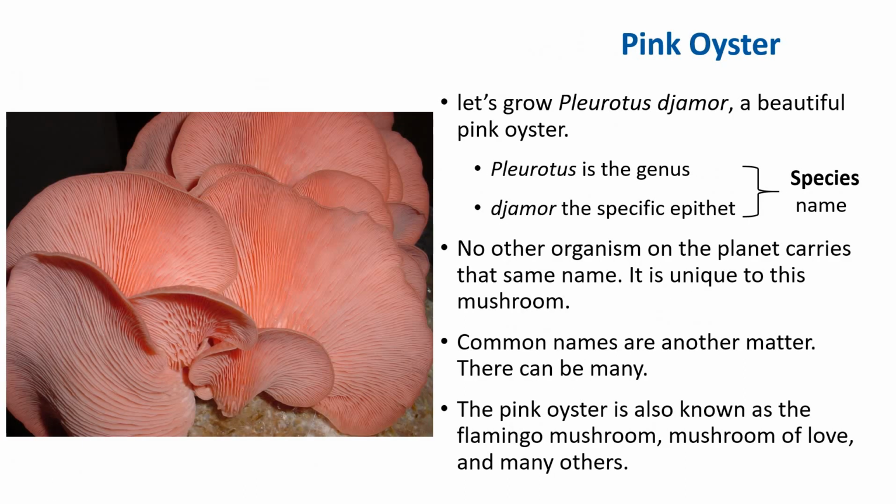So our first oyster that we can grow is, let's grow a pink oyster, Pleurotus djamor, a beautiful pink oyster. Pleurotus is the genus name, and djamor is the specific epithet. Together, they make up the species name. No other organism on the planet carries the same name. It's unique to this mushroom. Common names are another matter. They can be many. The pink oyster is known as the flamingo mushroom, the mushroom of love, and many other names. So private growers and companies often come up with a catchy name as a marketing tool for their pink oyster.